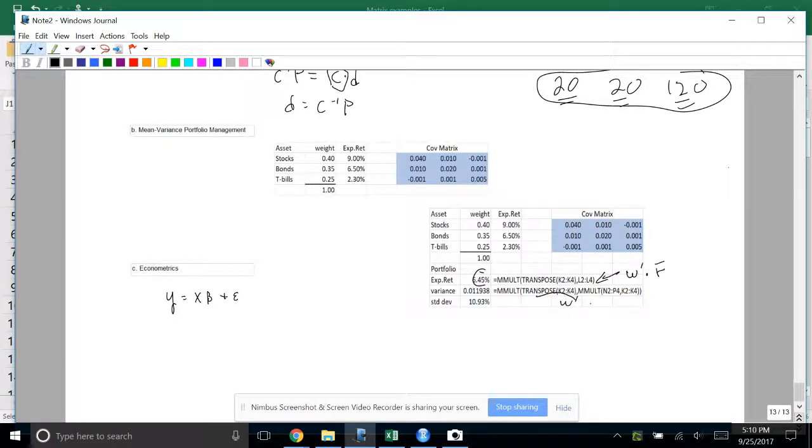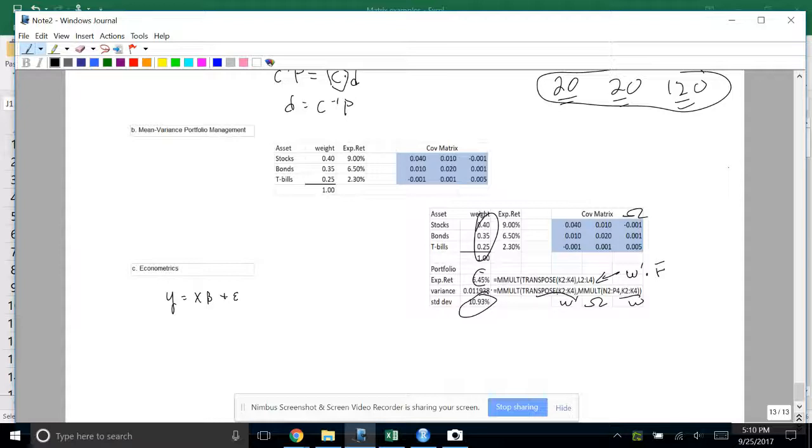And the variance is the transpose of W times the covariance matrix times W. So this is W, and the standard deviation is just the square root of that. So we use it a lot in 504.